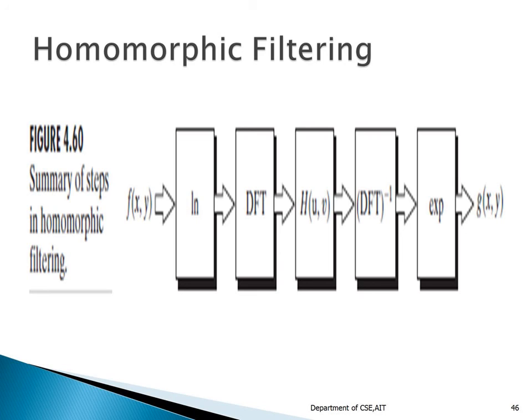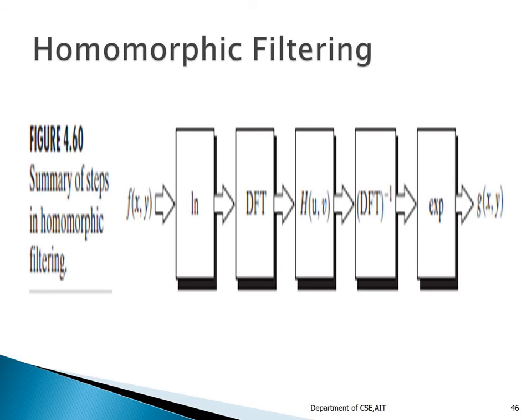These characteristics lead to associating the low frequencies of the Fourier transform of the logarithm of the image with illumination, and the high frequencies with reflectance. Although these approximations are very rough, they can be used to advantage in image filtering. So we can have a great deal of control over the illumination and reflectance components in homomorphic filtering.